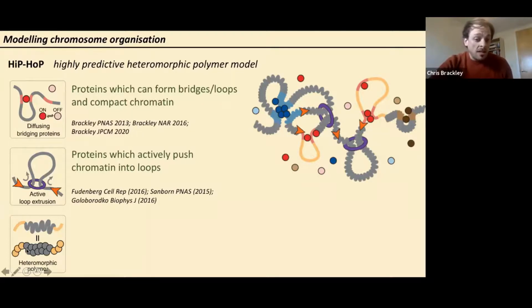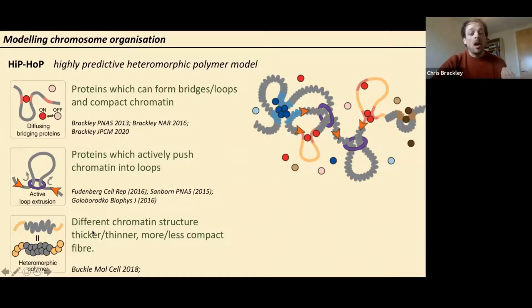And then the third ingredient to the model is we have a heteromorphic polymer. All I mean by that is that there are some properties of this polymer which vary along its length. And we put that in quite a simple way. We just have two kinds of polymer: some thicker, more compact regions and some thinner, less compact regions. To do that in the simulations, we just added some additional springs between next nearest neighbor beads in some regions, and that acts to crumple the chromatin, the polymer. You can think of that as modeling a different structure for these nucleosomal fibers, but we didn't look at that in any detail.